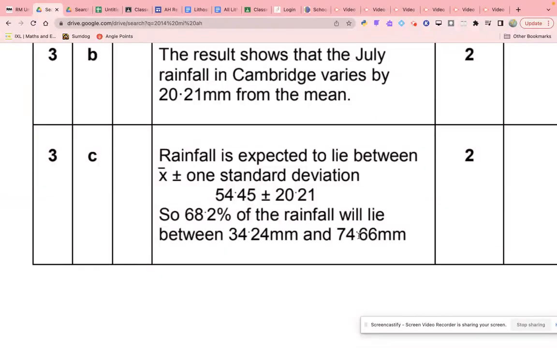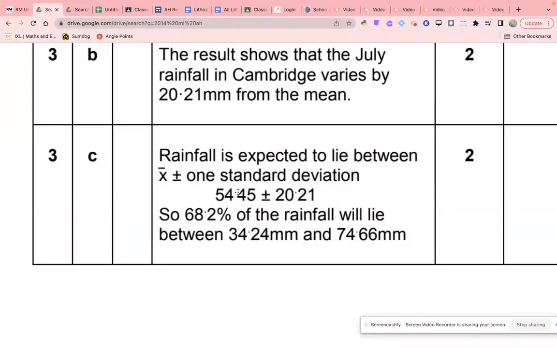Now, if we want to know 95% of the time, well, all we've got to do is what we call two standard deviations. So two standard deviations would be 40.42. That's just this number here doubled. And we just take that away from 54 and we get roughly 14. Likewise, if we add it to 54.45, we get 94. So 95% of the time, the range will be between 14 millimeters of rain and 94 millimeters of rain.